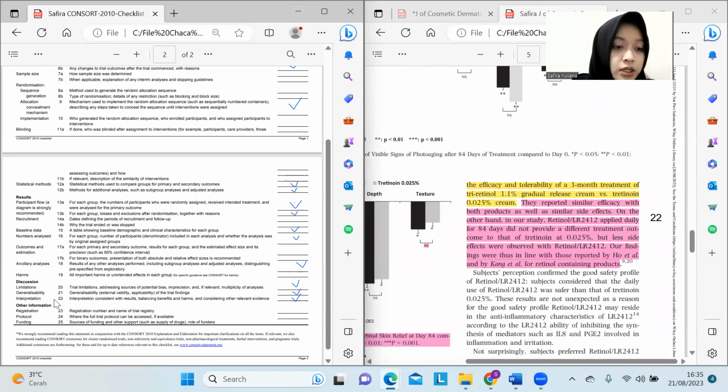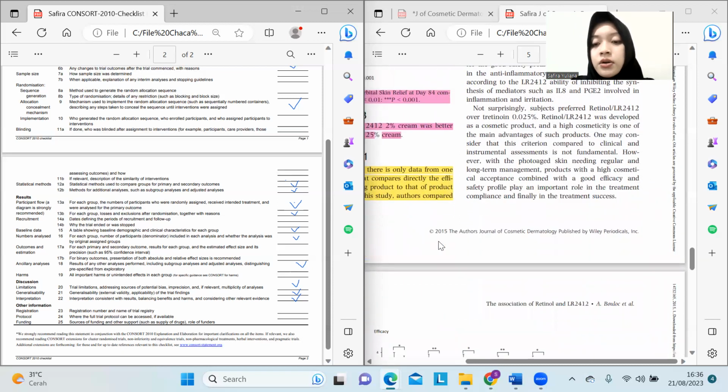And next we move to number 22. It's about interpretation. Interpretation is consistent with the results, balancing benefits and harms, and considering other relevant evidence. This is the content of number 22: they reported similar efficacy with both products as well as similar side effects. On the other hand, in our study, retinol applied daily for 84 days did not provide a different treatment outcome to tretinoin, but fewer side effects were observed with retinol. Our findings were thus in line with those reported by Ho et al.